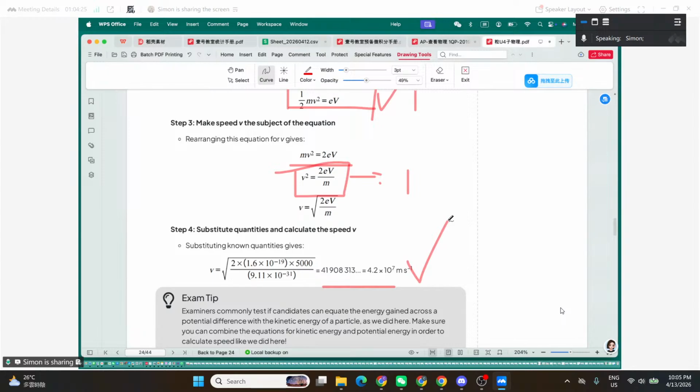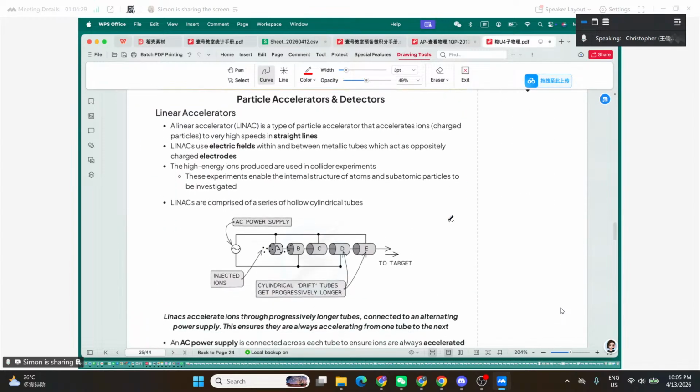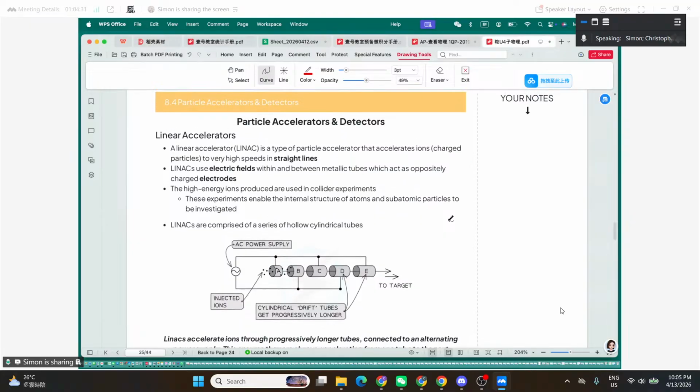No problem. Look at this one, the new equipment. The new equipment is the particle accelerator. The accelerator is for energy gaining, transferring the electric energy into the kinetic energy of electrons or charged particles. And another one is a detector.